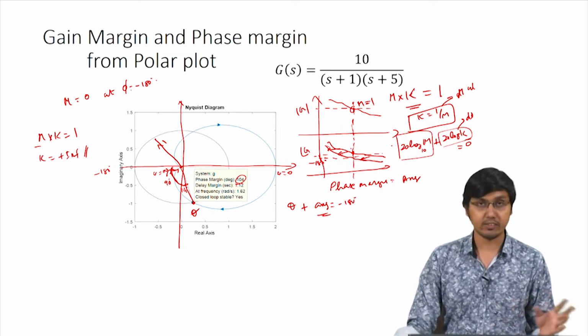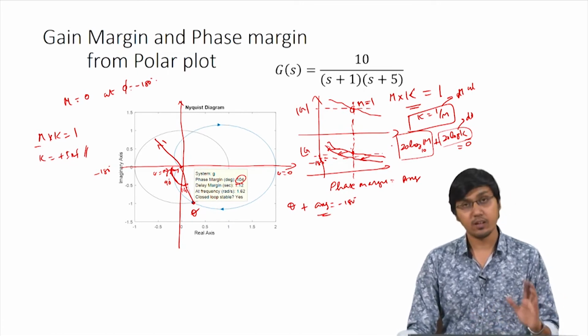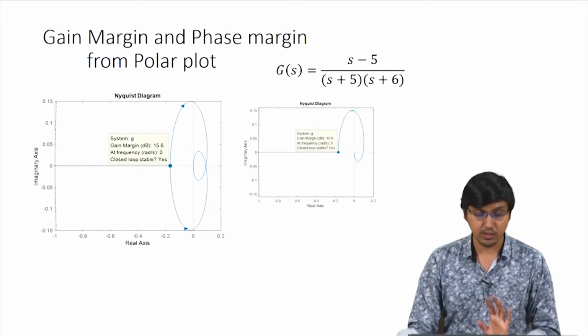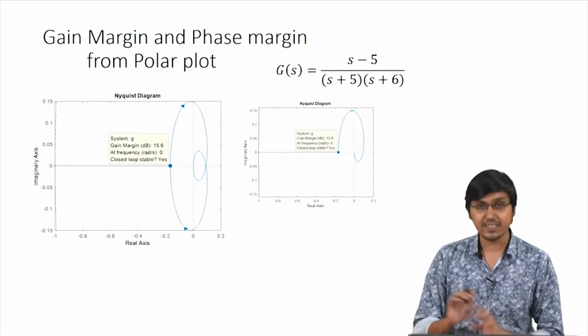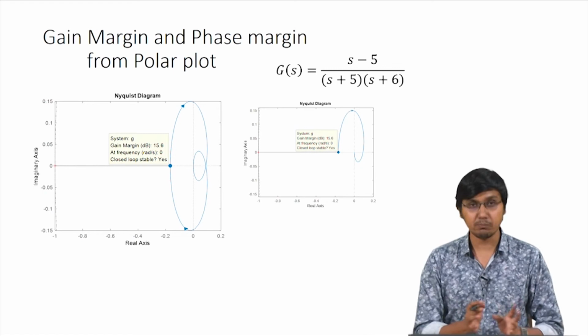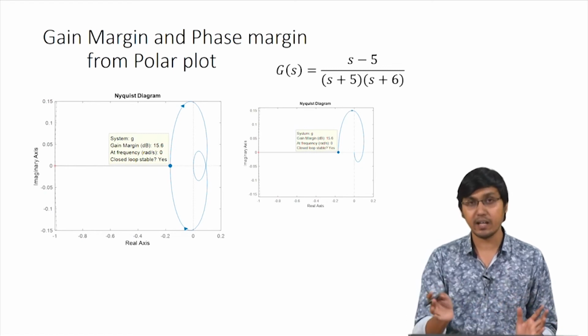So this is how you calculate the phase margin and gain margin from the polar plot or Nyquist plot. That is what you have to remember. Just do it once, it is a very simple concept. If you understand the Bode plot, the same concept you apply here.